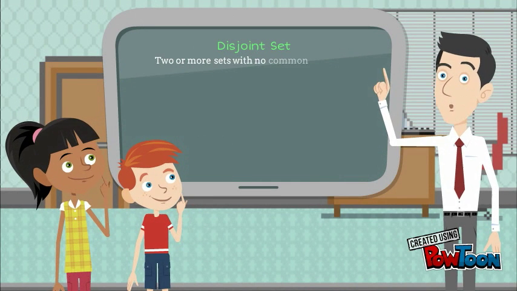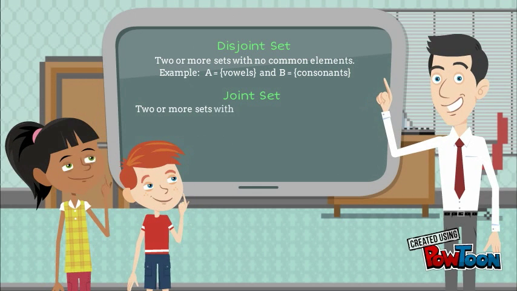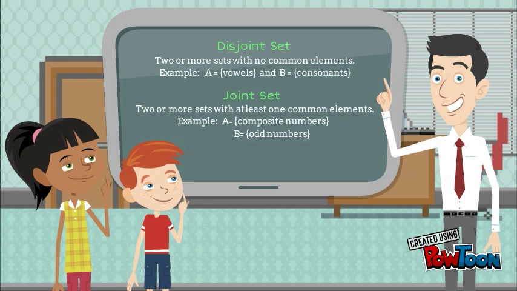Disjoint set. Two or more sets with no common elements. Example, set A is a vowel and set B is a consonant. Joint set. Two or more sets with at least one common element. Set A is a composite number and B is odd numbers.